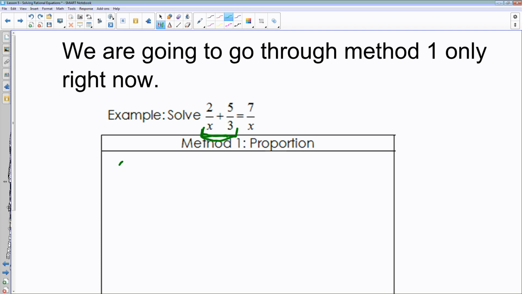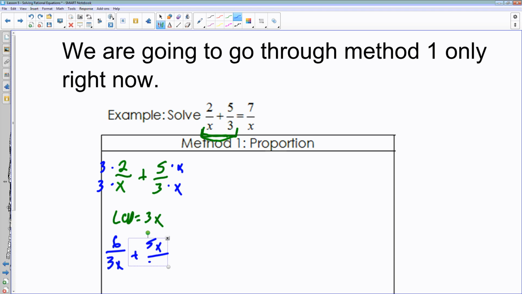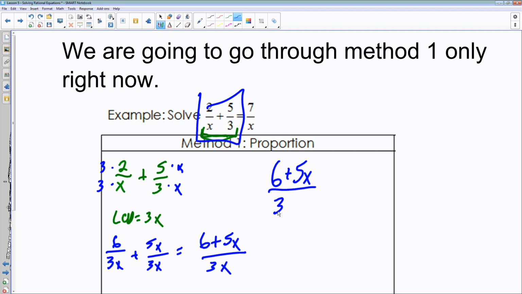So we've got 2 over x plus 5 over 3. My LCD is going to be 3x. So I'm going to multiply my first fraction by 3 over 3 and my second fraction by x over x. So that's going to get me 6 over 3x plus 5x over 3x. Put it together, you get 6 plus 5x over 3x. Now we know that this one fraction is the same as these two fractions. So I can take this one fraction and set it equal to the other side, 7 over x.